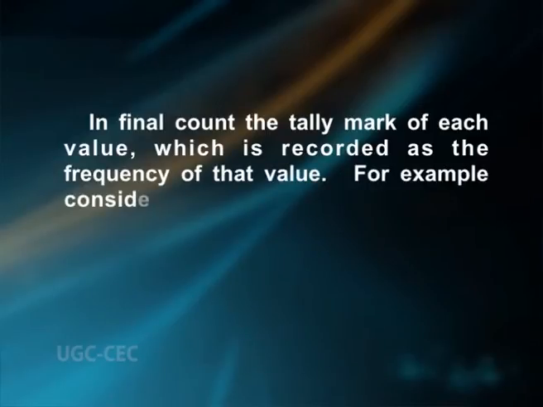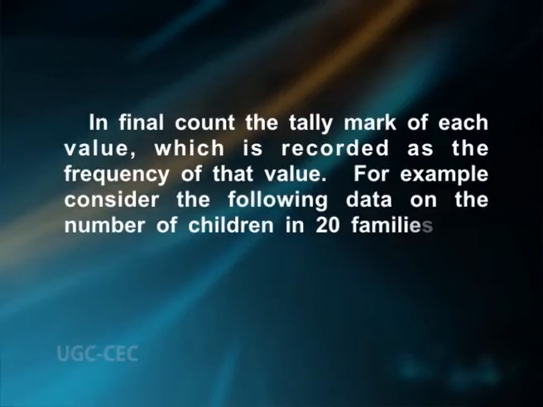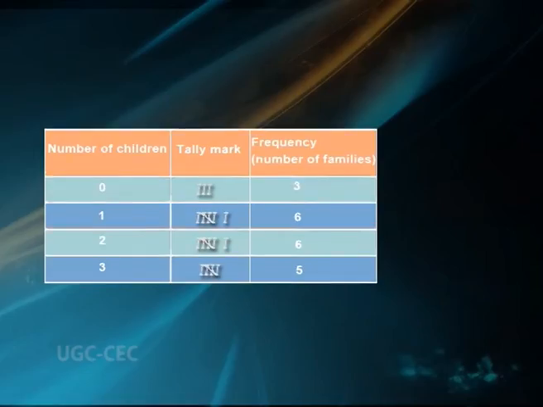For example, consider the following data on the number of children in 20 families of a town: 0, 1, 2, 1, 0, 3, 1, 2, 3, 3, 2, 2, 1, 1, 0, 3, 2, 1, 2 and 3. An ungrouped frequency table representation of the data is as follows: number of children 0, 1, 2 and 3, and then tally marks are entered.